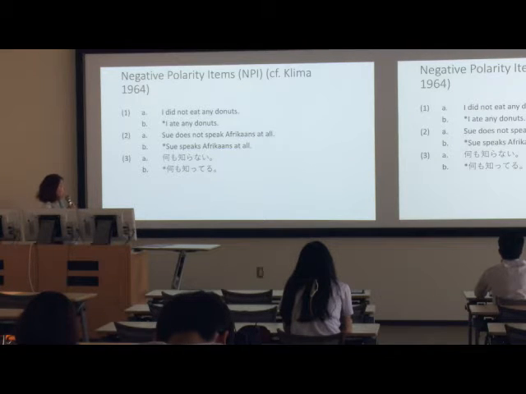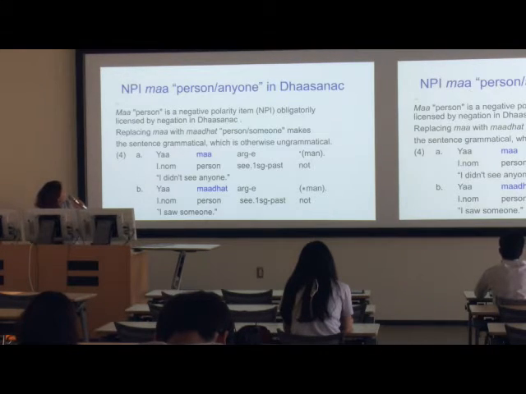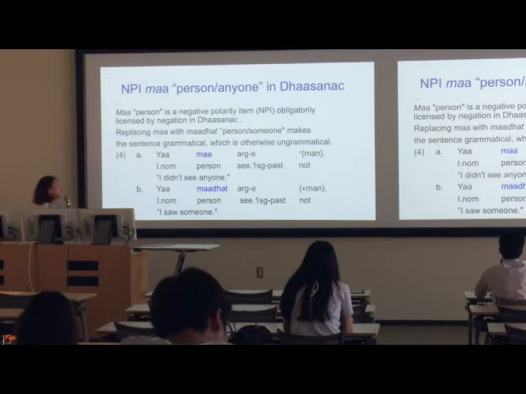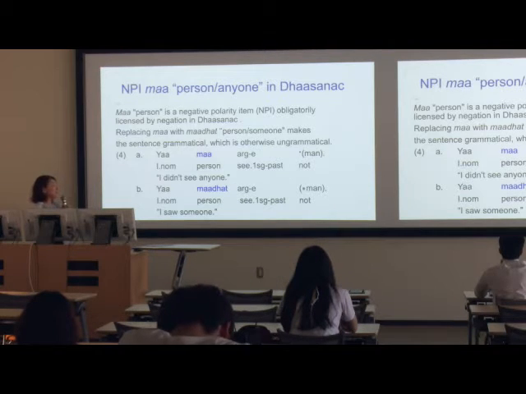And in Japanese, nani mo shiranai is okay, but nani mo shitteru is odd. So in Dhaasanac, there is this ma, which means person, which is not happy without negation. So I didn't say anyone: with ma, yama arge is odd, but you have to say yama argeman. And ya madet arge is okay, but ya madet argeman is odd. So the claim is ma is a negative polarity item, NPI, and madat is only happy in positive contexts.